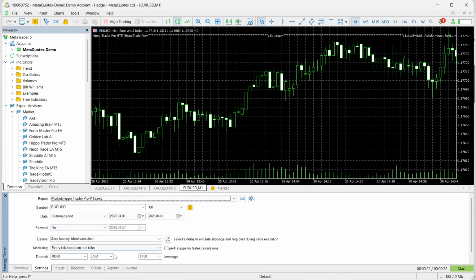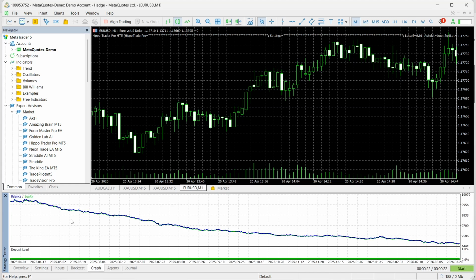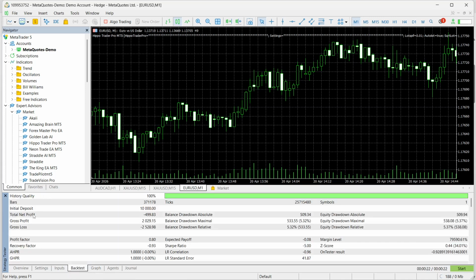And for the initial deposit of $10,000, the equity curve showed a gradual decline over the tested period, ending with a net loss. You can see we had a net loss of $499. Drawdowns stayed relatively controlled around 5%, which aligns with the risk management approach, but the overall result was negative in this run. You can see the profit factor was below 1 at 0.8.